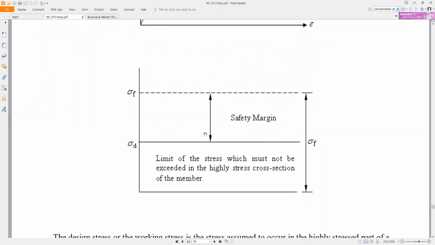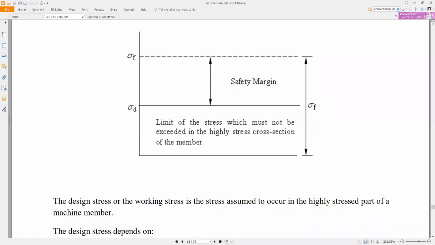So here, this is the stress at which the material will fail. And then we put the design stress to be lower than the stress at which the material will fail. So this is the design stress. It means that this stress is the limiting stress, so that when we are designing, we ensure that our design will operate within this limit, okay? And this margin between the design stress and this failing stress will be the safe margin for us.